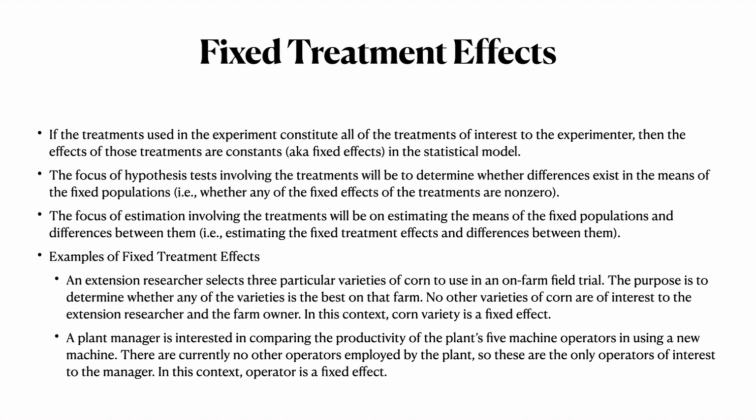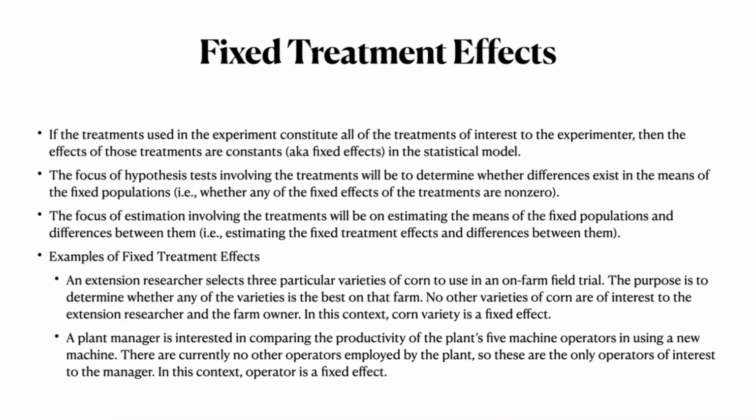Now, some examples of fixed treatment effects. Suppose that an agricultural extension researcher selects 3 particular varieties of corn to use in an on-farm field trial. The purpose is to determine whether any of the varieties is best on that farm. Now, no other varieties of corn are of interest to the extension researcher nor to the farm owner, and so in this context, corn variety would be a fixed effect.